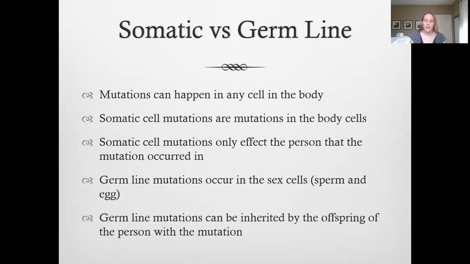So first of all, just a reminder, somatic refers to your normal body cells that are diploid. Germline will refer to any of your germ cells, so egg and sperm, the ones that are haploid. So mutations can happen in any cell in your body. They can happen in the somatic cells, in which case they will only affect the person who actually has the mutation. Or germline mutations can also occur, but they are the ones that can be inherited by offspring.